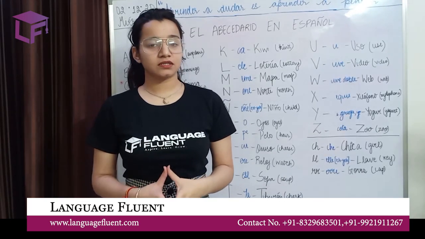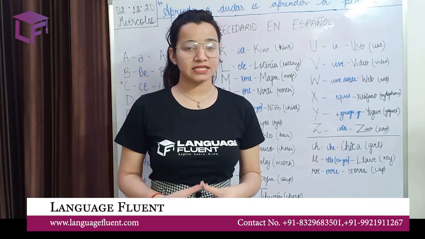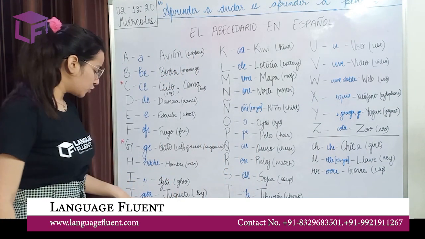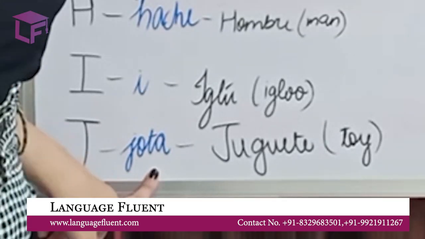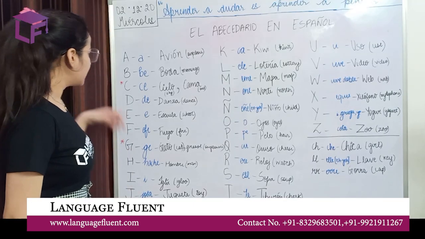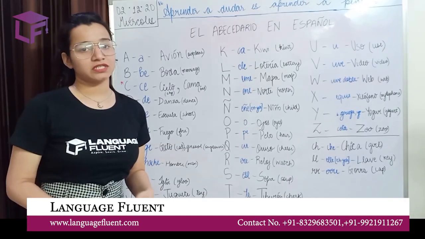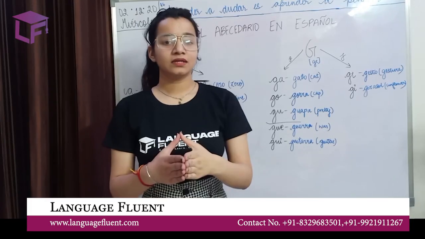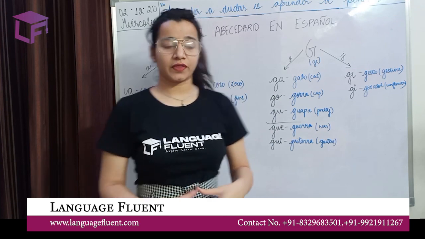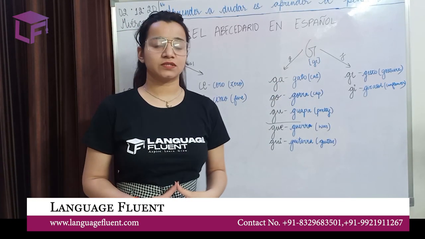Now there are certain things to keep in mind. The H in the Spanish alphabet is always silent, and this letter J has a sound like an H. It is totally different from how it is pronounced in English. Now these 2 letters have 2 different sounds, and this we are going to see later in the video. The letters C and G have 2 different sounds in the Spanish alphabet.